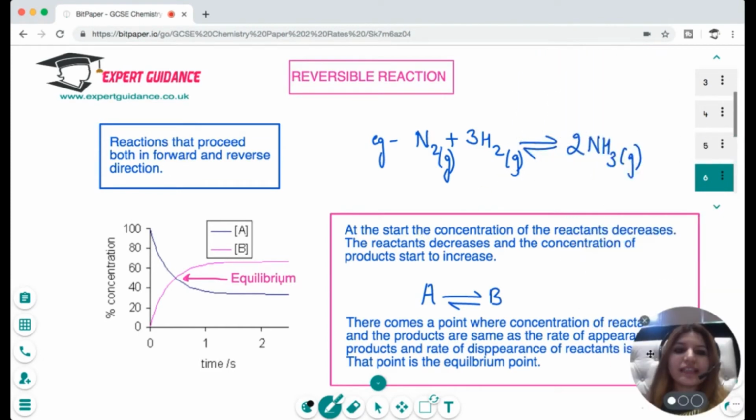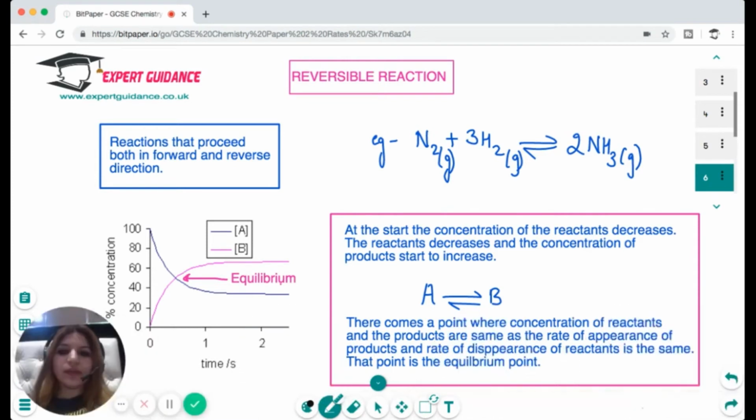Now, what is an equilibrium? To define an equilibrium, we should first know what is a reversible reaction. Now, there are many reactions in chemistry which are reversible. Reversible means a reaction that proceeds in both directions, that is the forward and the reverse. For example, manufacture of ammonia by the Haber process. So nitrogen plus hydrogen gives ammonia in the forward direction, and in the reverse direction, the ammonia breaks up to give nitrogen and hydrogen.